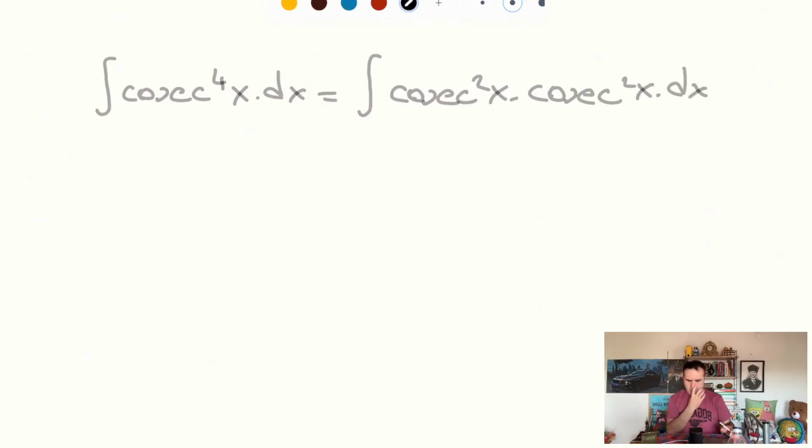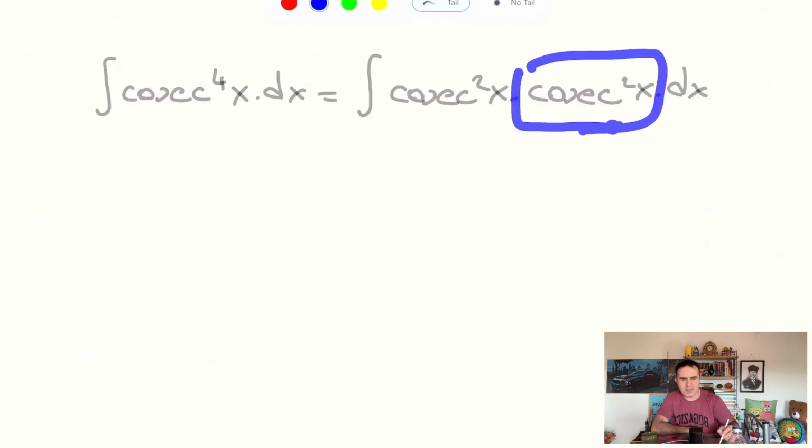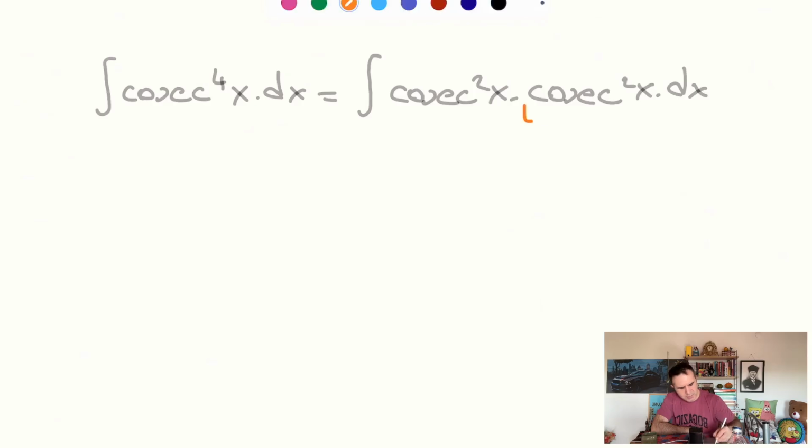And here we use the reduction method. We have exponent 4 here, and we should lower the exponent. In order to lower the exponent, we should take a cosecant square of x part here, and we should write it as cotangent square of x plus 1.